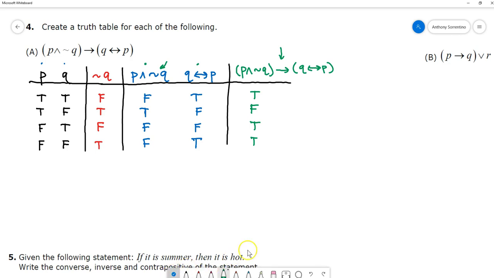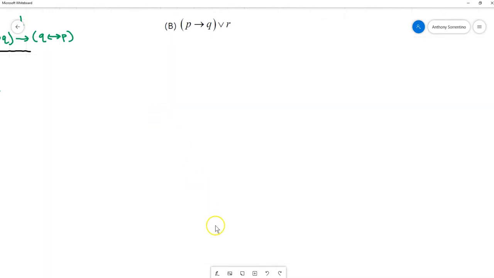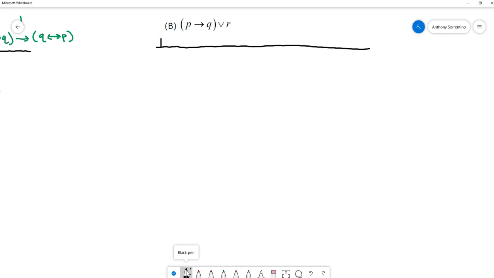For the next one, there's 3 variables involved, P, Q, and R, so it makes it a little bit longer of a setup. And so I start off with my 3 variables, P, Q, and R.